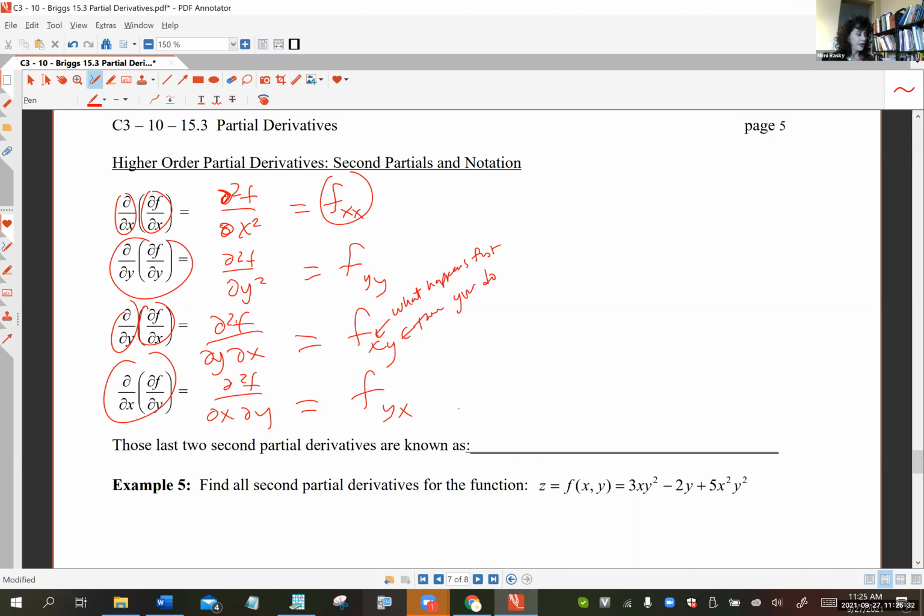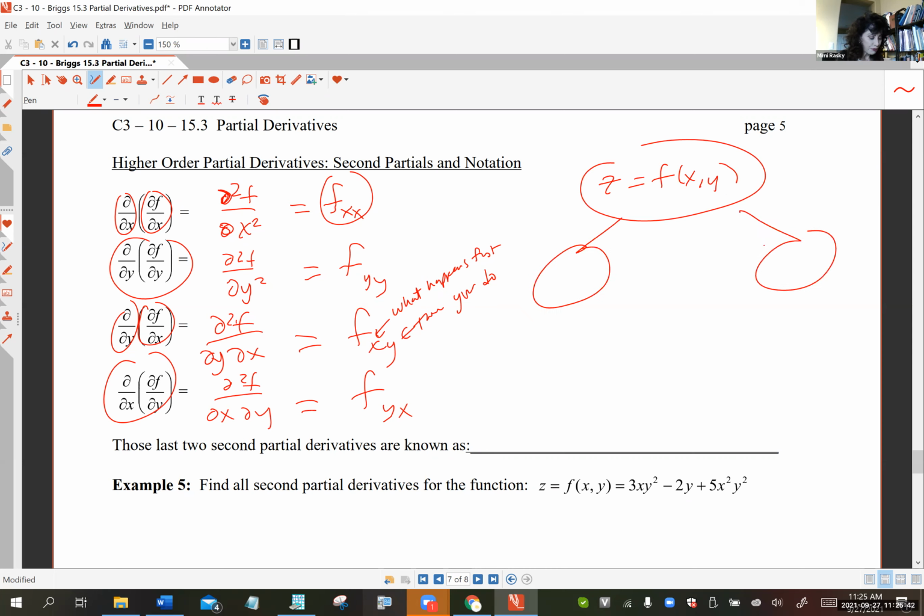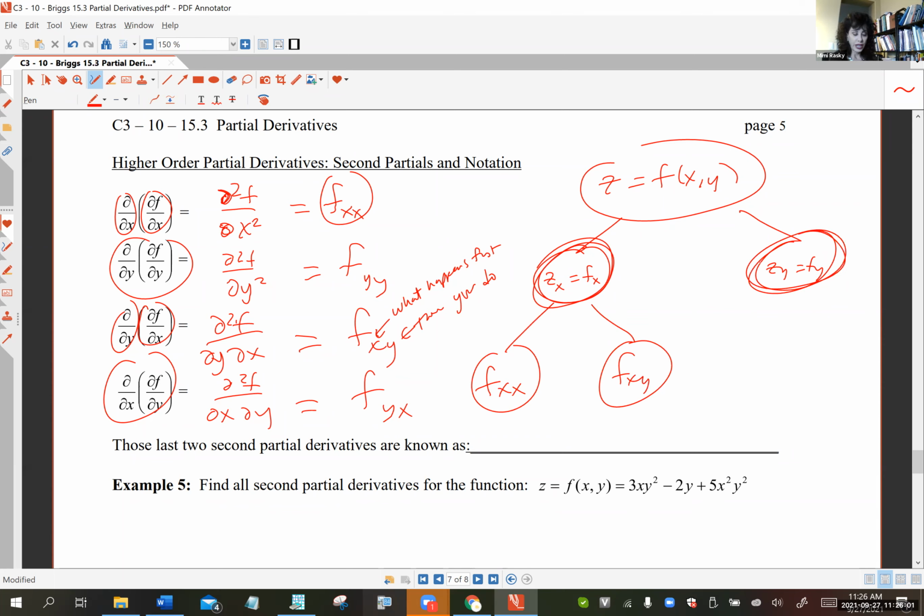And then d dx of df dy would look like d squared f over dx dy, and that would look like fyx. So in the world of diagrams here, because I'm a diagram kind of girl, I like these tree diagrams, you've got a couple of first partials, which you could denote zx, or you could denote fx, and the other one is zy or fy. And then this first partial has two kids himself. His two kids are fxx and fxy. The other first partial has two second partials, or two kids. He's got fyx and fyy.